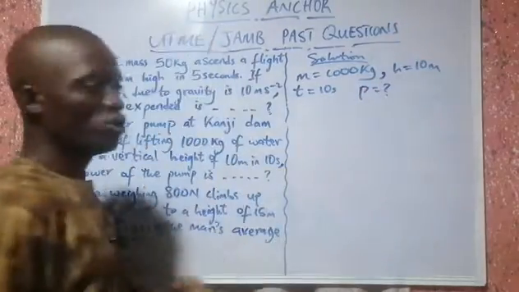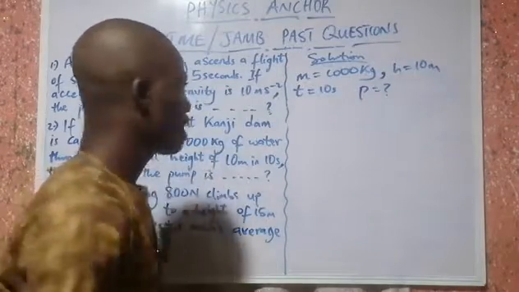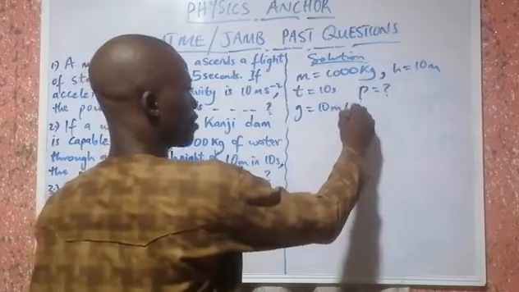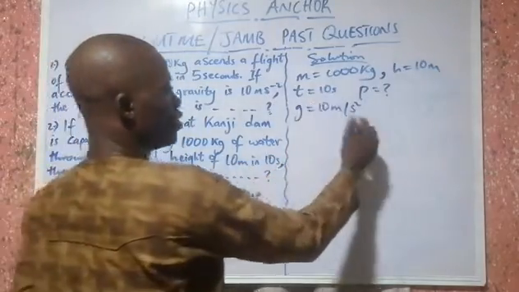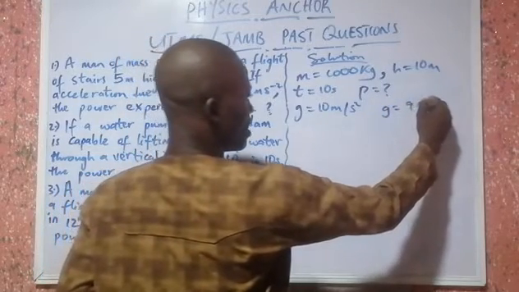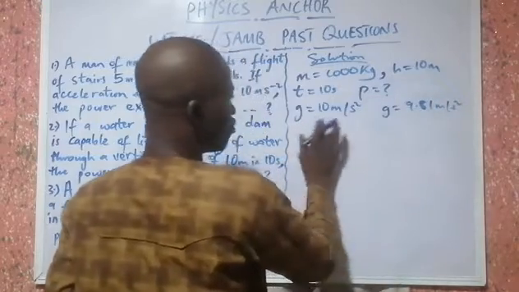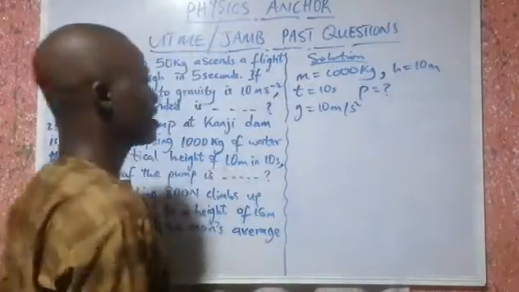Now, of course, even if you are not given your acceleration due to gravity, you can always say that your g is 10 meters per second square, a constant. Even though we know that the real value of g is 9.81, in most cases they will give you 10 to use, so you can make use of it as 10.